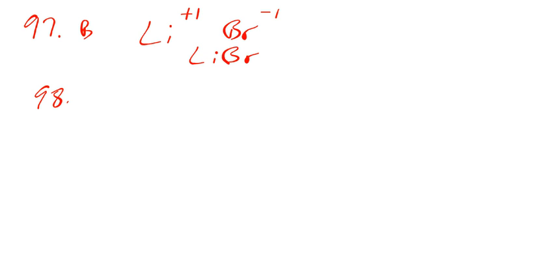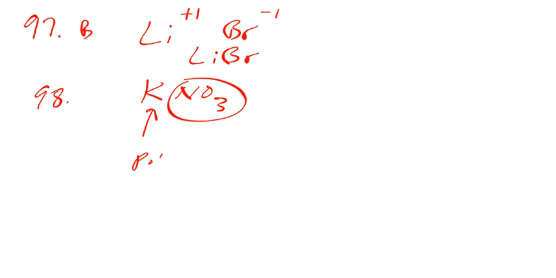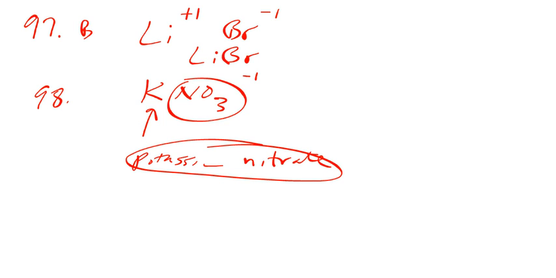98. Which of the following compounds has the formula KNO3? Well, now we're looking at a polyatomic. You should have your polyatomic sheet with you. I'll give it to you for the final. K is for potassium. NO3 has a -1 charge, and when you look it up, it's going to be nitrate. Potassium nitrate is the correct answer. That's A.